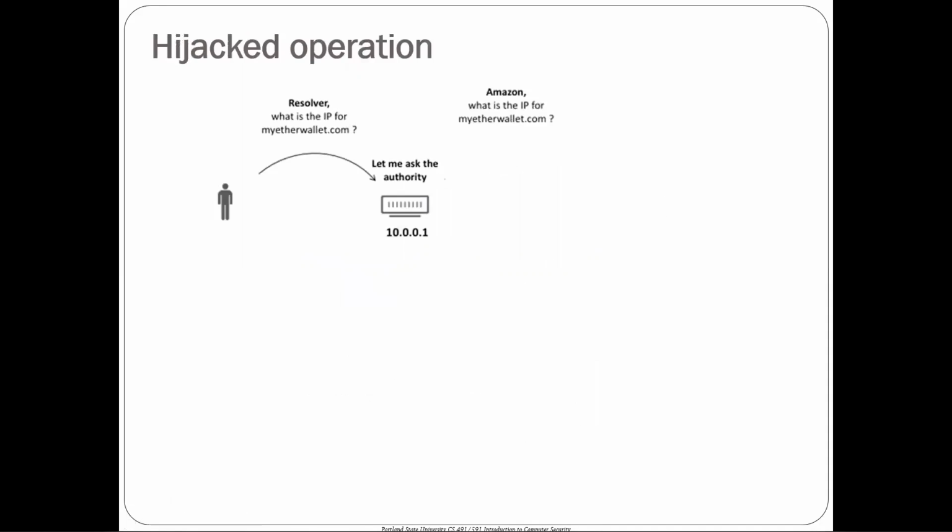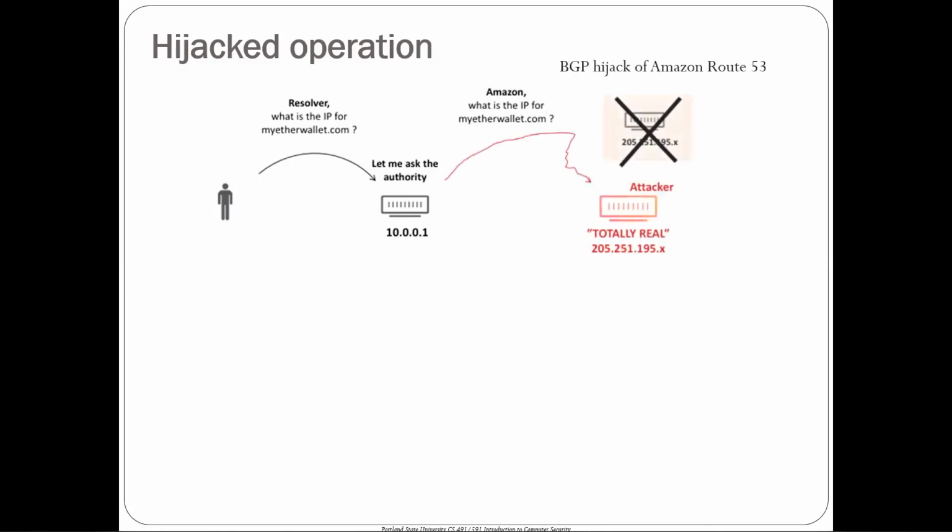This is the hijacked operation. The resolver's asking again. And then because of the BGP route hijacking, rather than going to the real Amazon, this thing is going to some other IP address, and this is where the adversary has set up a server to pretend to be Route 53, but the traffic is being sent this way instead of the legitimate site.